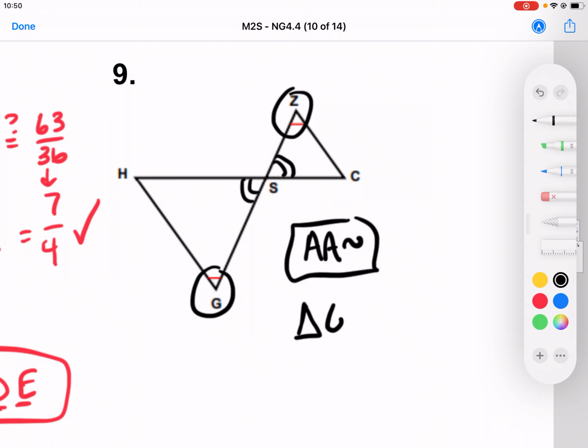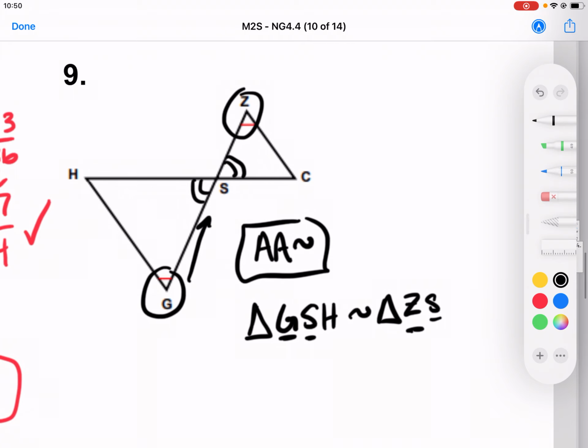And then I'm going to start with G and then go to S, H. And I just decided that. You don't have to do anything special. So G matches with Z, angle Z. And then S should be the same for both. So those are both in the middle. And then I'll end with C.